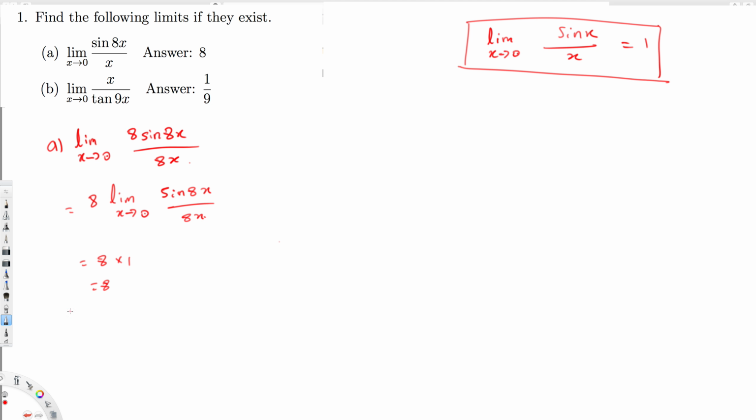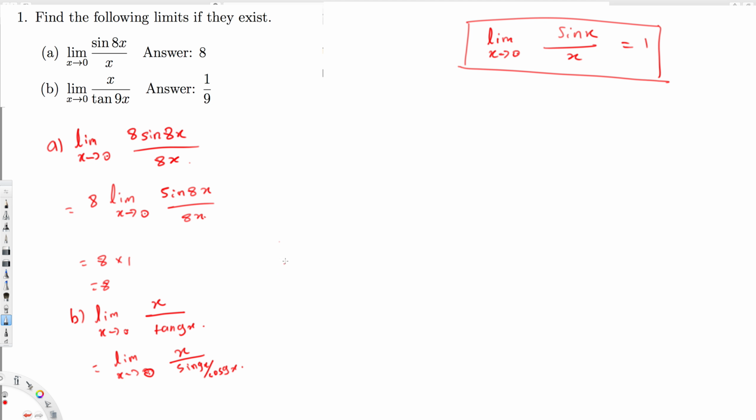And then the b question. The b question is the same thing. I'll show you how to do this. The limit as x approaches 0, and the expression is x over tan 9x. Let's see how we can bring it into this format. I can write tan 9x as sin 9x over cos 9x.